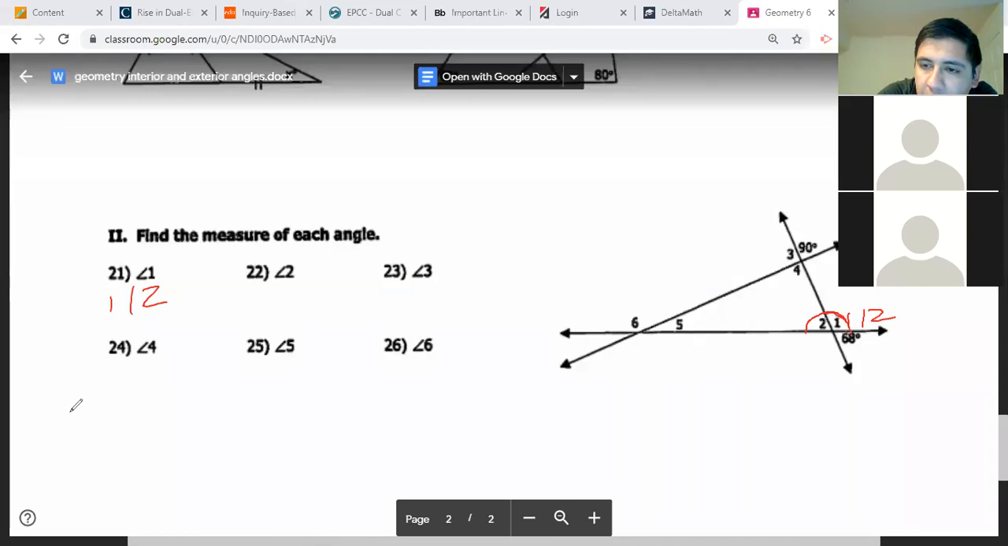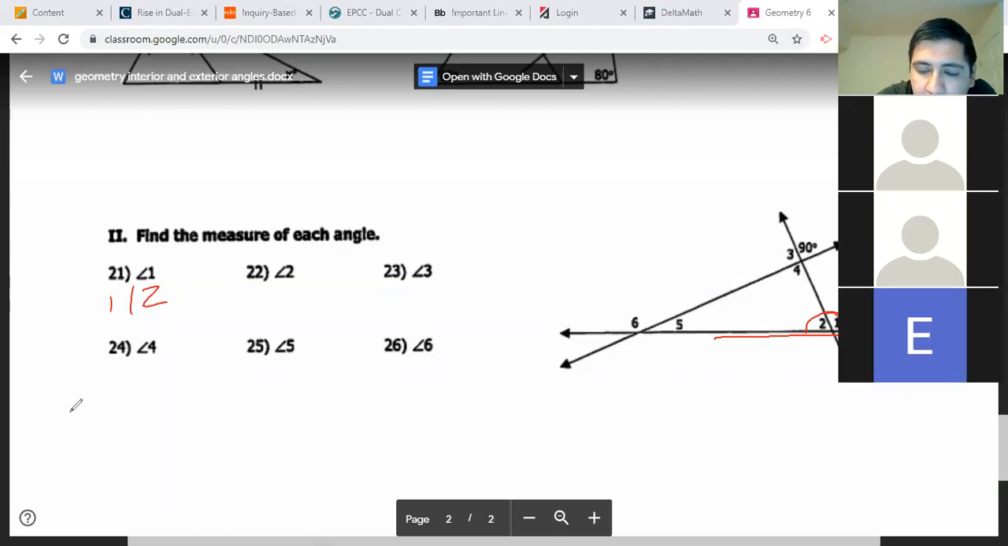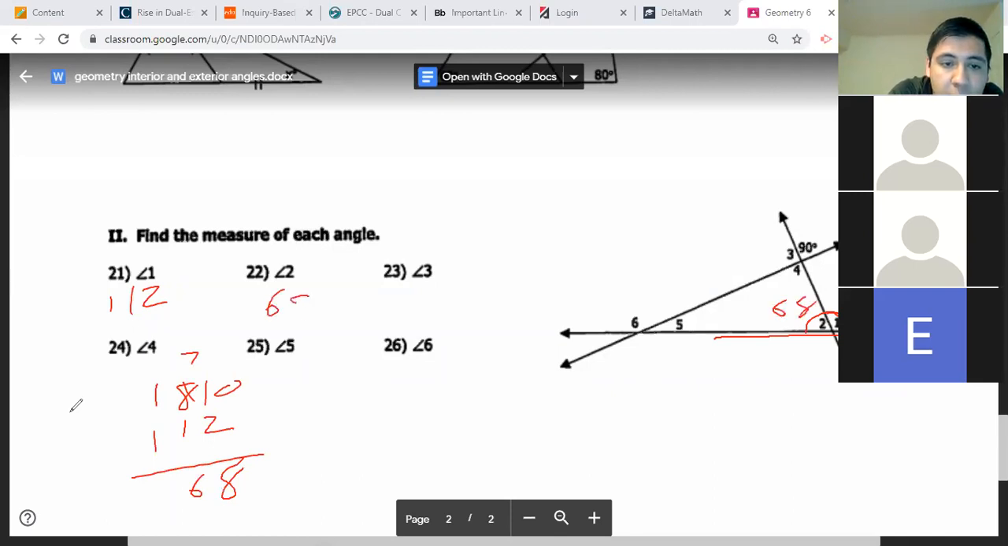And so we just kind of repeat the process, right? Angle 1 and angle 2 are on a straight line. So if angle 1 is 112, then what would angle 2 be? 78. Or not 78, but what? I think your calculation was off a little bit. It would actually be 68. Okay. All right. Right.